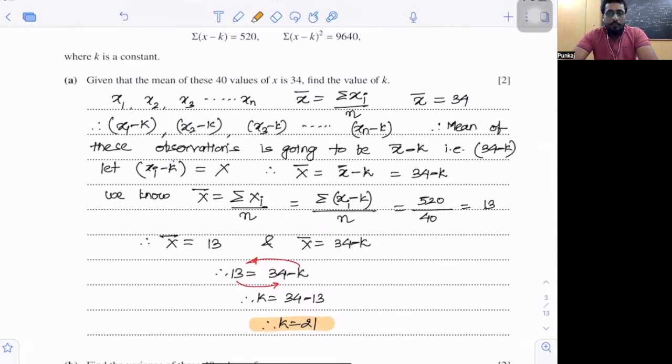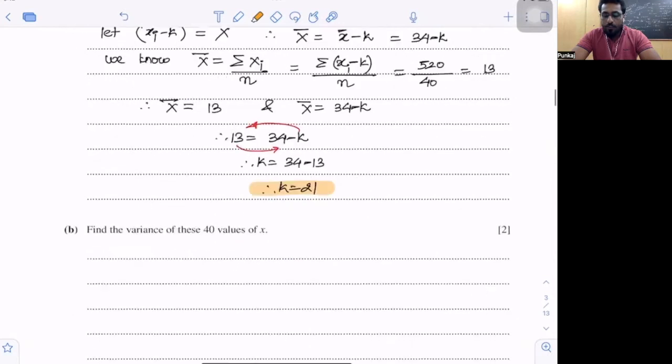Again, this much information is not needed. You might just skip a few of the steps. You can simply write that summation of xi minus k divided by n is going to be equal to 34 minus k, and simply get the value of k. I have given the detailed explanation of what goes into the concept of the question. So that was part A. Let's proceed to part B now.